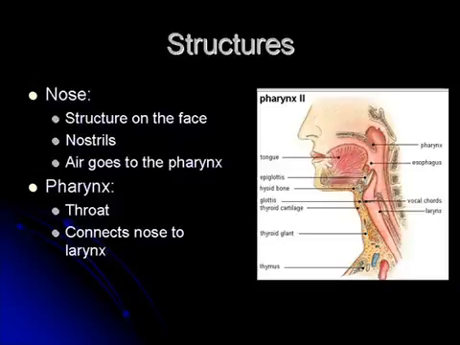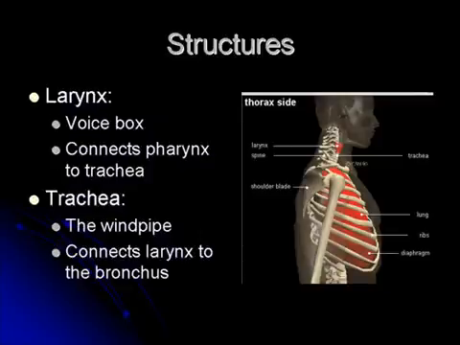Now, your pharynx is the fancy way of saying throat, and this is what connects the nose to your larynx, the neck structure within your respiratory system. So air starts in your nose and mouth, and it goes to your pharynx, and then it goes to your larynx. This is the fancy way of saying your voice box, and it is the piece that connects the pharynx to the trachea. Now, your trachea is also known as your windpipe.